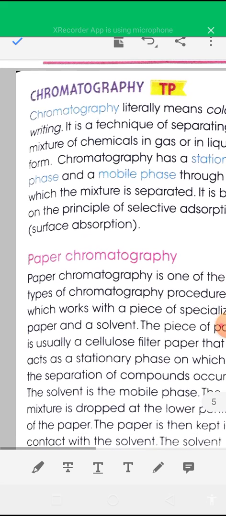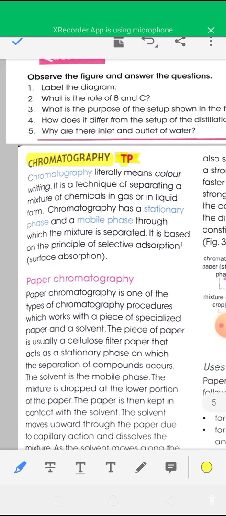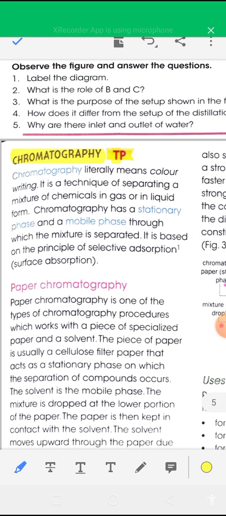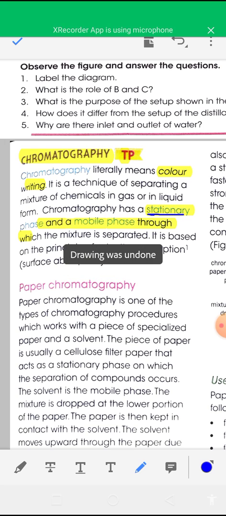And chromatography, this is a modern technique of separation. Detailed description of chromatography is not required. Okay, just remember the principle and use. Chromatography literally means color writing. It is a technique of separating a mixture of chemicals in gas or in liquid form. Chromatography has two phases. One is stationary phase, another is liquid mobile phase.